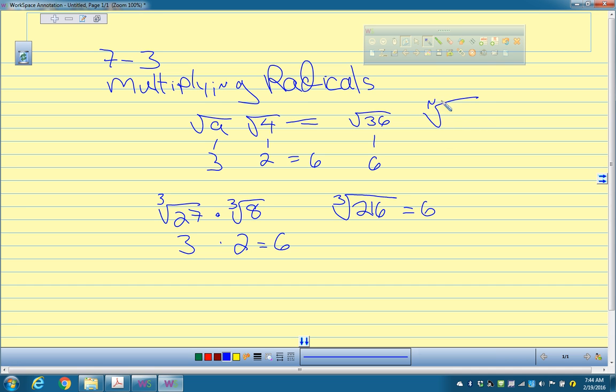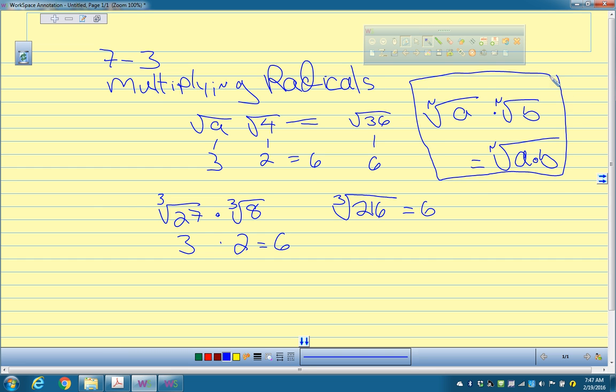If you have the nth root of a times the nth root of b, this is equal to the nth root of a times b, okay? So you should write that down. This is important to know. So you can't add roots, but you can multiply. You can only add roots if they have the same base or the same root inside, which we'll talk about in a minute.